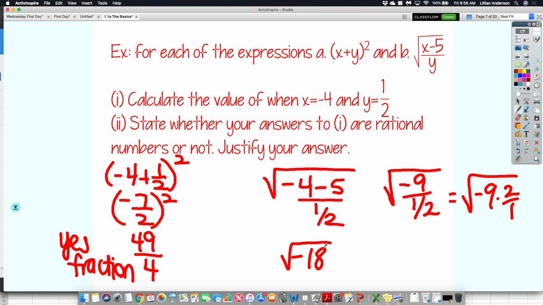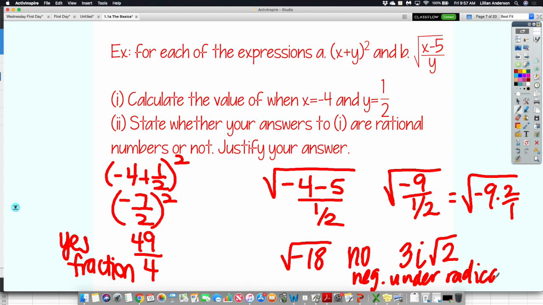That is the value of the expression, the square root of -18. Is that rational? No, it is not. Actually, it's imaginary. It's not even a real number. You can't take the square root of a negative number. What happens when you take a square root? You're going to have an i. And how do you simplify the square root of 18? So then it becomes 3i squared. So that simplifies down to that. Questions?